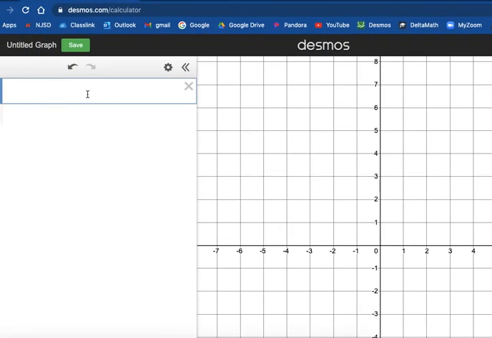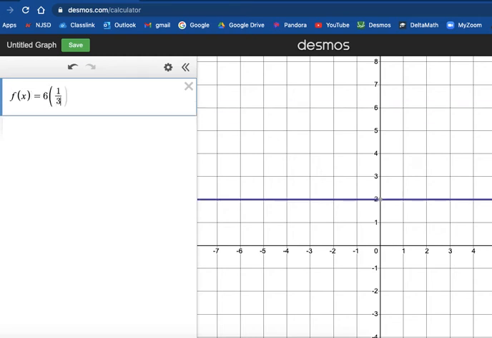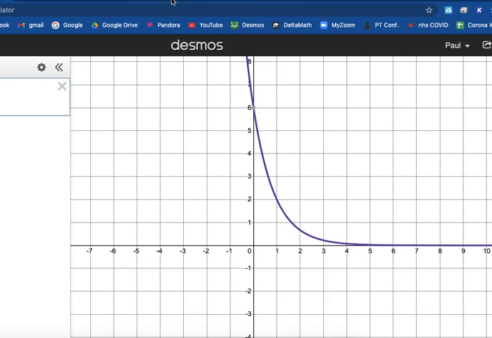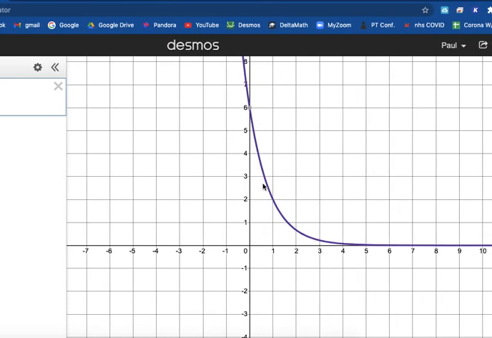So if I go open up Desmos, I'm going to type f of x equals, you don't really need to type that, but that's all right, 6, parentheses, 1/3. You have to get out of that, shift 6 to go up here, 1/3 to the x. And if you look, here's what that graph looks like. It goes up forever and it levels off at 0. And left and right it goes all the way.